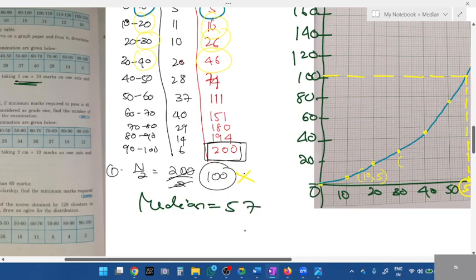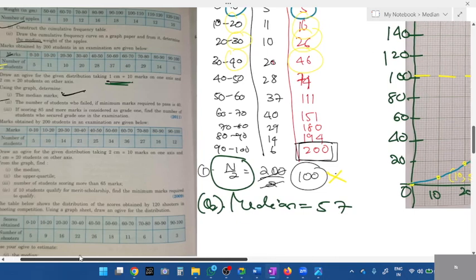All of you understood how to find median? First find n divided by 2. N is the last value in the cumulative frequency. For any question, do the same, students. Draw an ogive graph. Find the value of n. Find median. And median stands for Q2. Is it clear? Shall we try the next one?